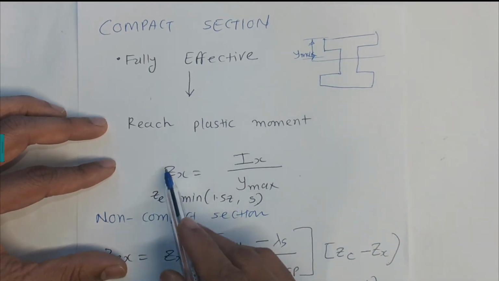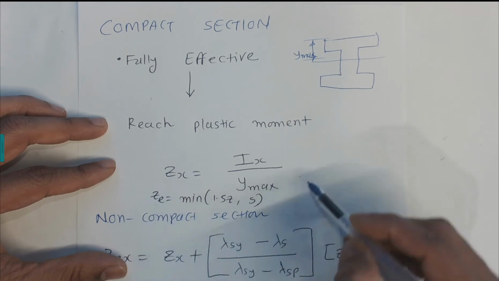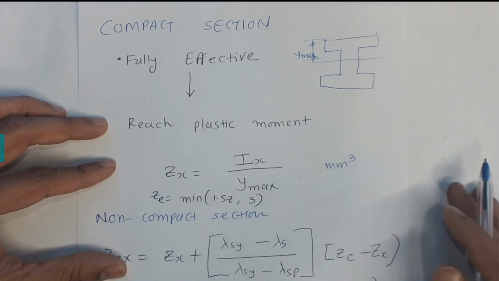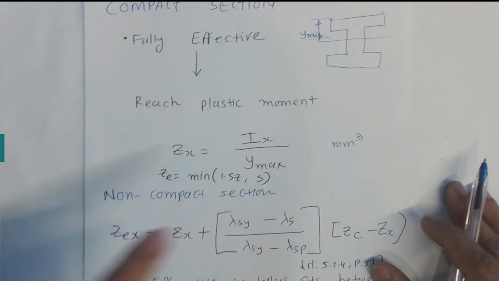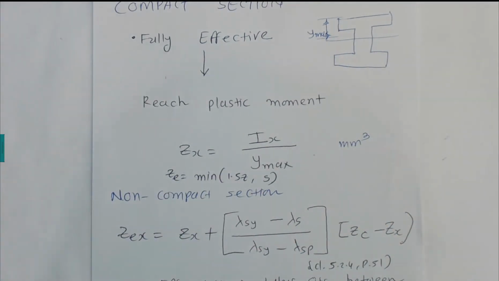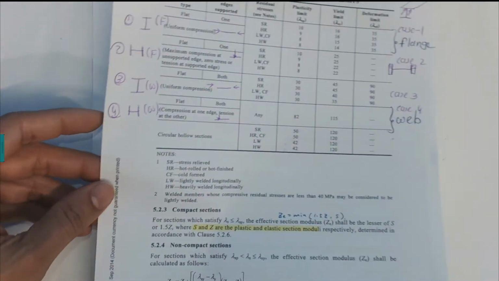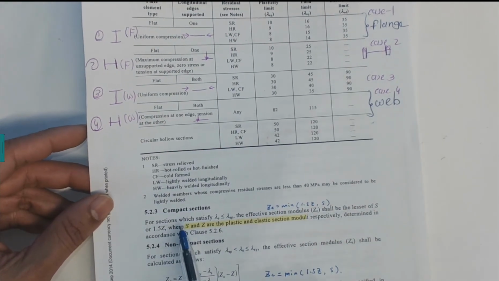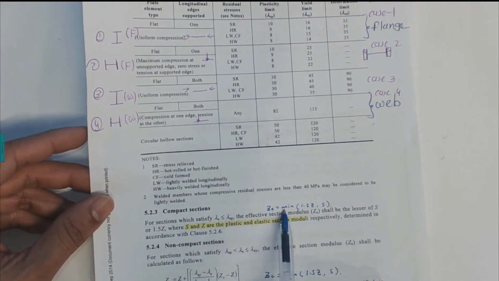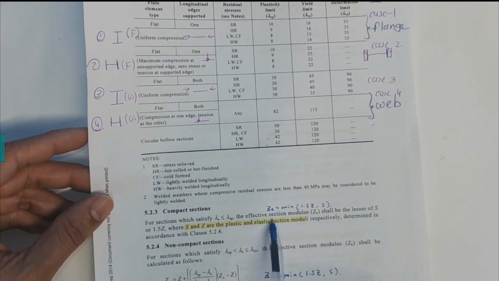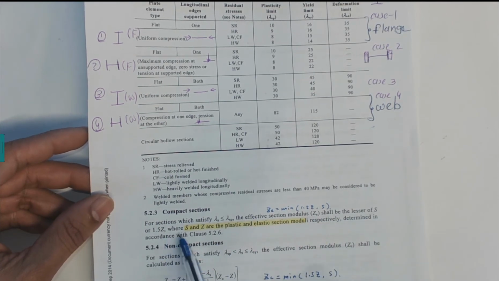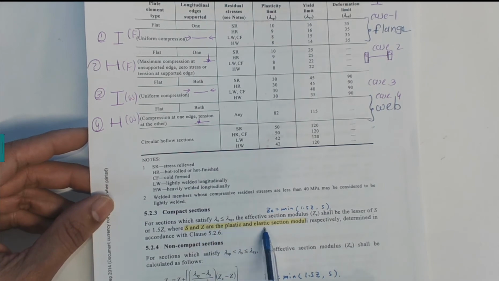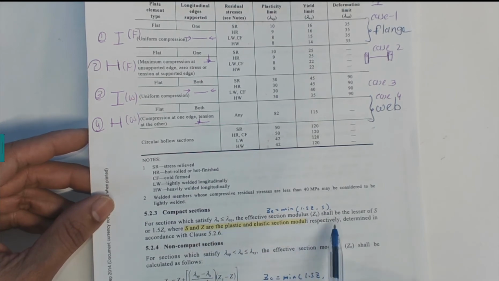Now how are we able to find this one? So ZE has a unit of meter to the power 3. Now it should have a minimum of 1.5 ZS, that is given in the Australian standard. For the case of compact sections, when asked to find the section modulus, we have equations. As you can see, the effective section modulus shall be the lesser of S and 1.5 Z, where S and Z are the plastic and elastic section modulus respectively.